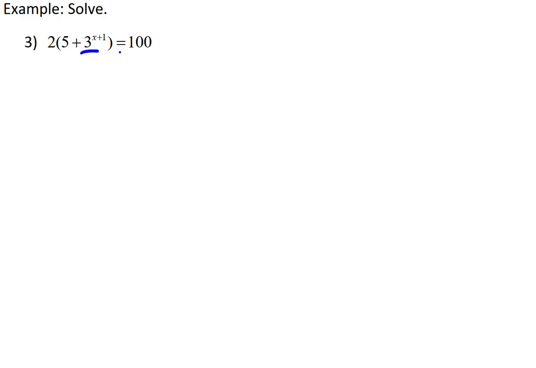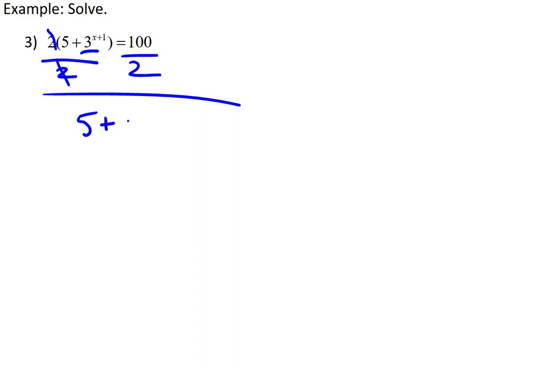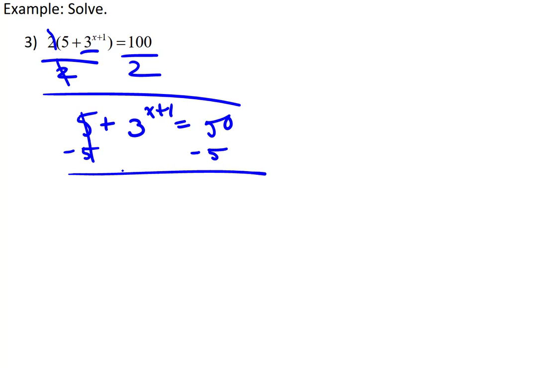What I mean is, let's try to isolate the exponential expression of this equation first by dividing by 2 on both sides, so that the 2 out in front of our parentheses will cancel, and that will leave us with just 5 plus 3 to the x plus 1 power equals, on the right side, 100 over 2 would be 50, and then we can continue to isolate the exponential term by subtracting 5 from both sides. That will leave us with 3 to the x plus 1 power equals 45.